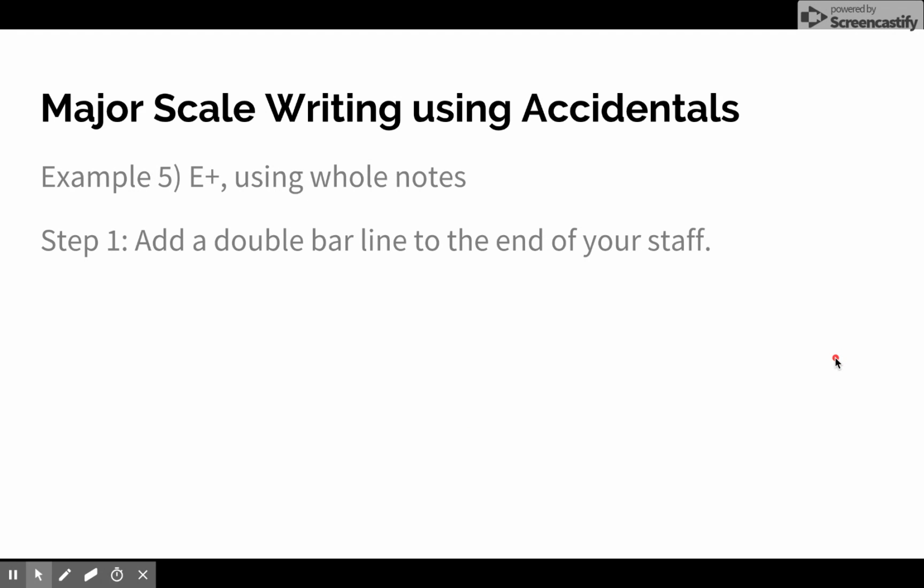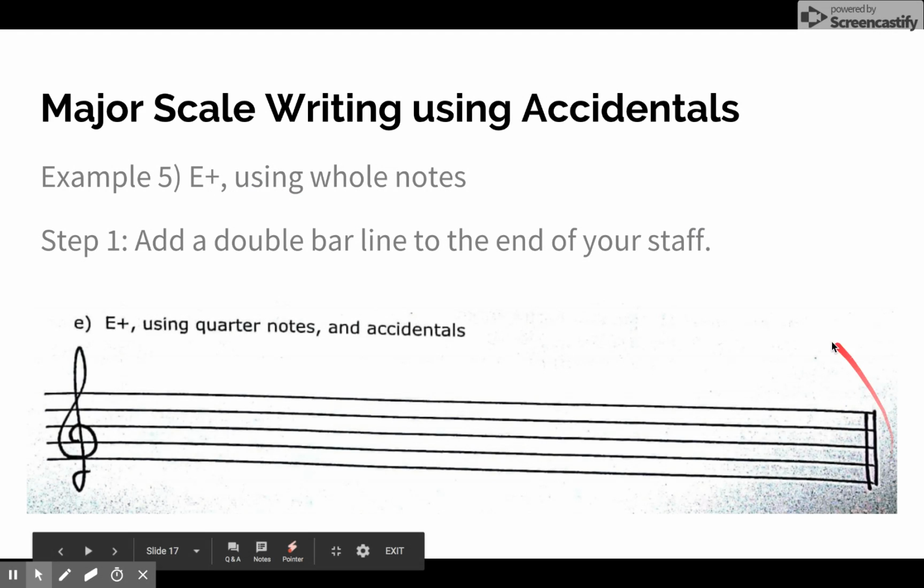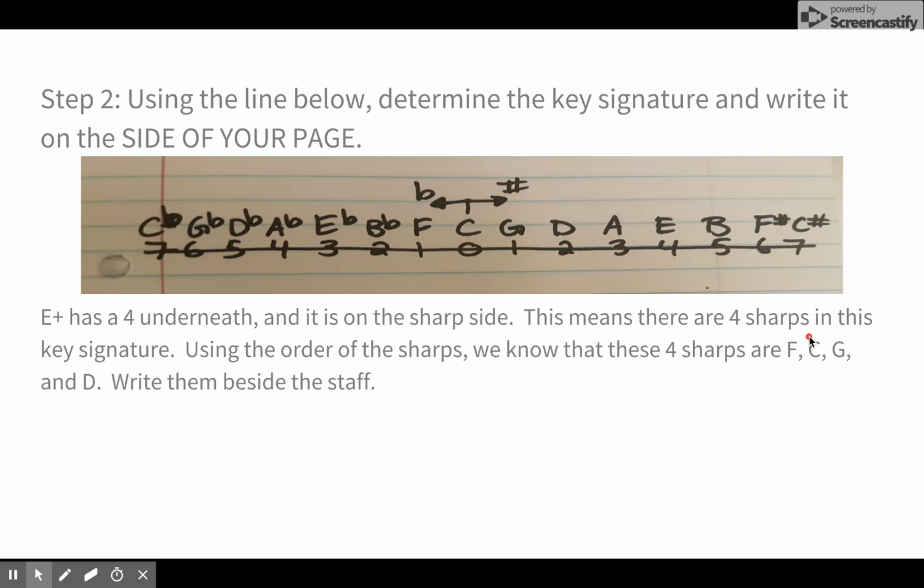And our final example using accidentals is we're going to write the E major scale using whole notes, and we're not going to use a key signature. So again, first step is your double bar line. Using the line, you're going to figure out your key signature. So E major is your key signature. It has a 4 underneath, so that means there are 4 sharps in the key signature of E major.